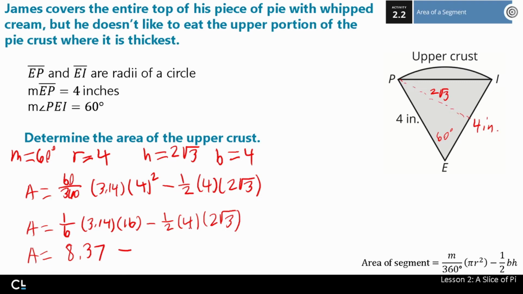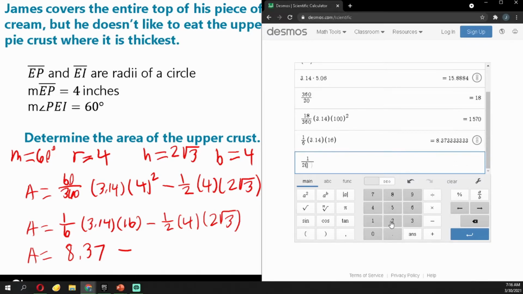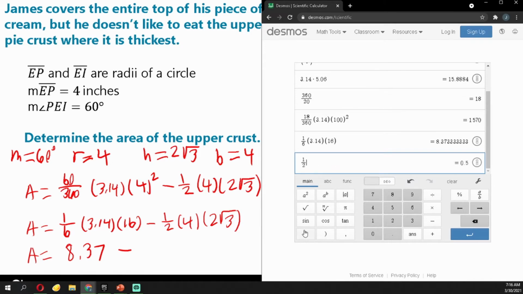8.37 minus, and now we need to do this section here. So we need to simplify that section. So we get 1 divided by 2, open parenthesis, 4, close parenthesis. Oh, I made a mistake. I forgot to click out. See what happens when you don't click out of your fraction? It puts the 4 in the bottom. We don't want that. So open parenthesis, 4, close parenthesis. We want it like this.